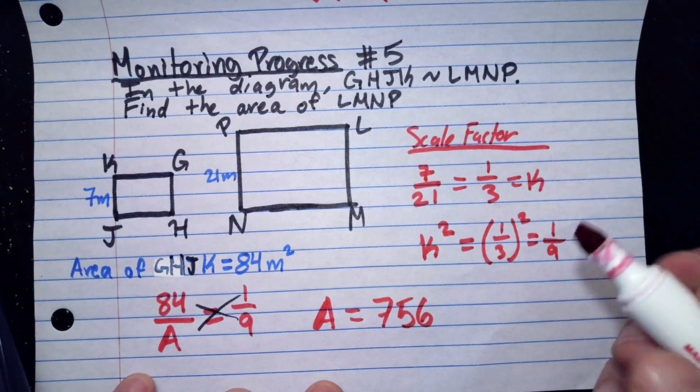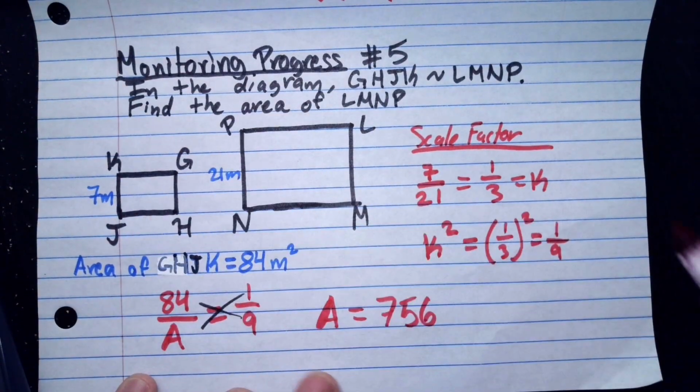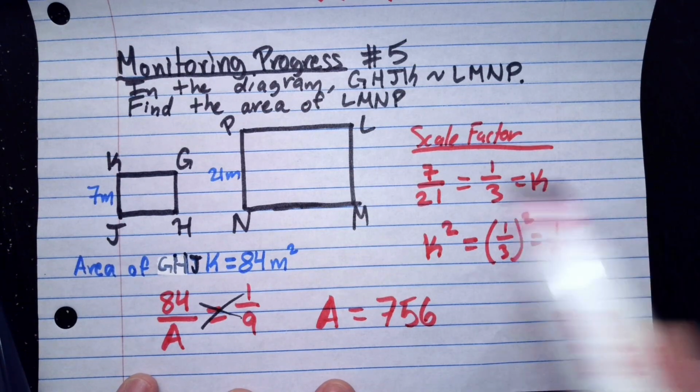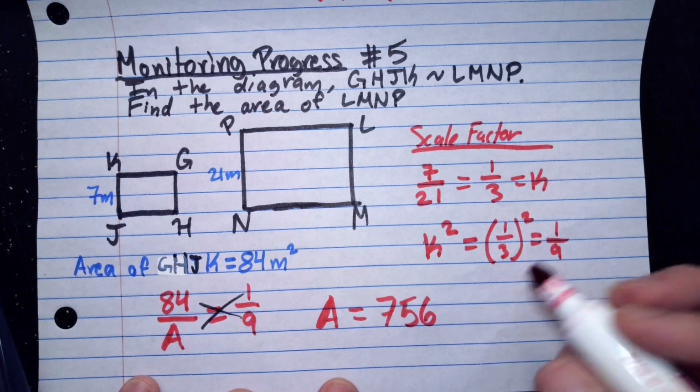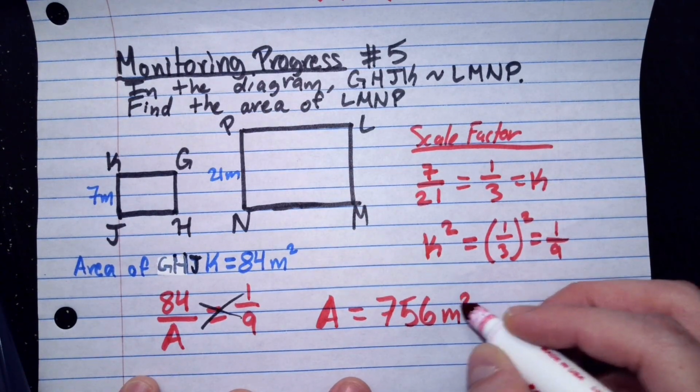So again, without knowing more than one side length, we were able to figure out the area of this bigger rectangle, and we know it has to be 756 meters squared.